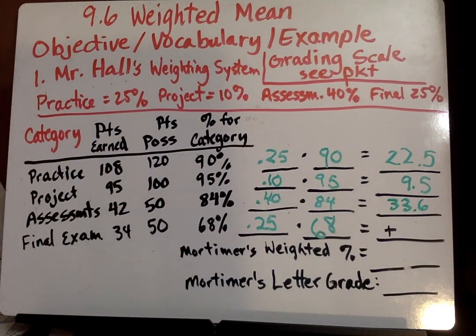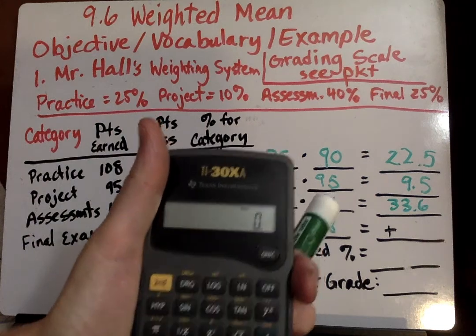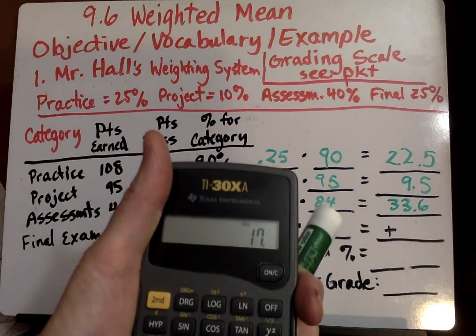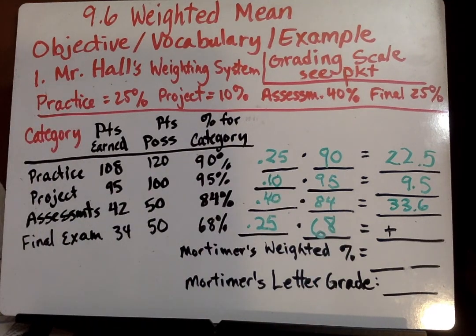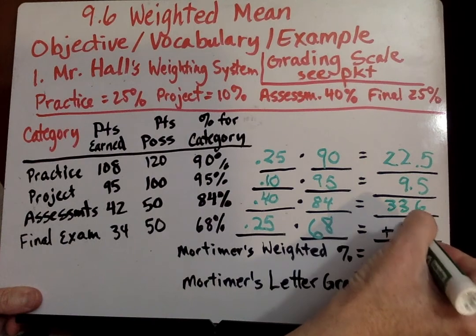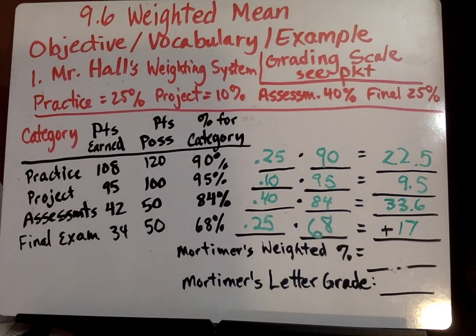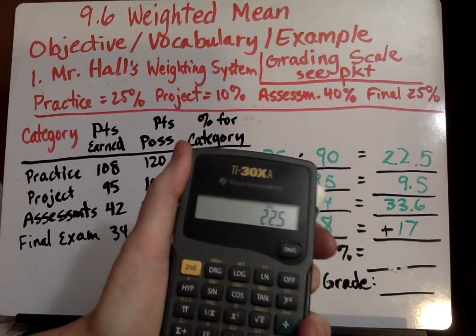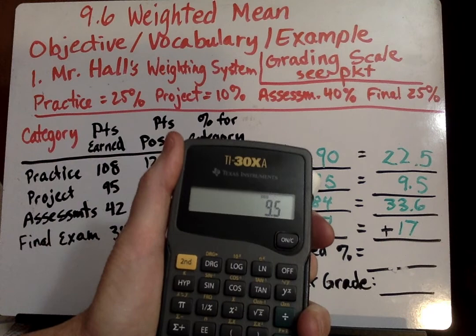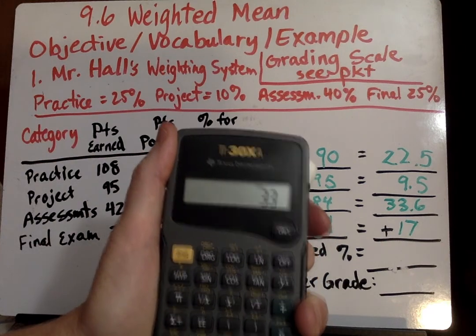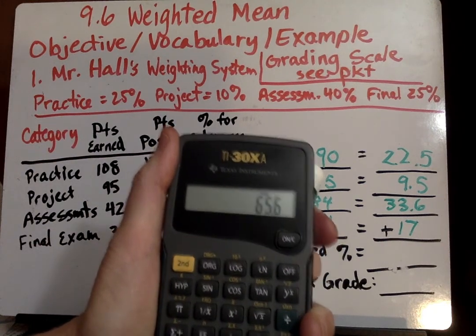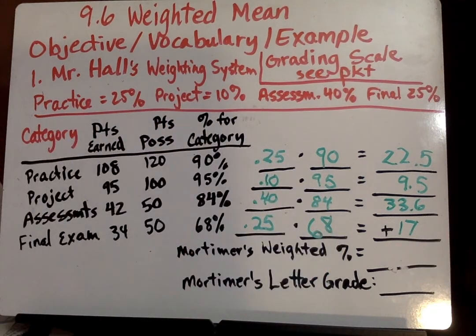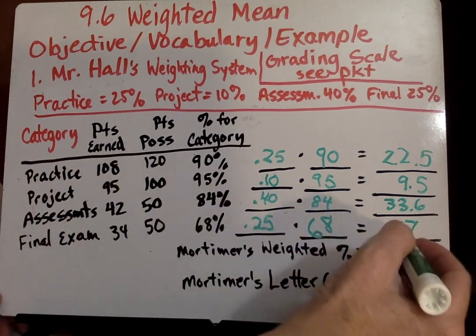Okay. Then for our final exam, 25% times 68, and that is 17. Now we're going to add all that up. 22.5 plus 9.5 plus 33.6 plus 17 is 82.6. So Mortimer's weighted percent is 82.6.